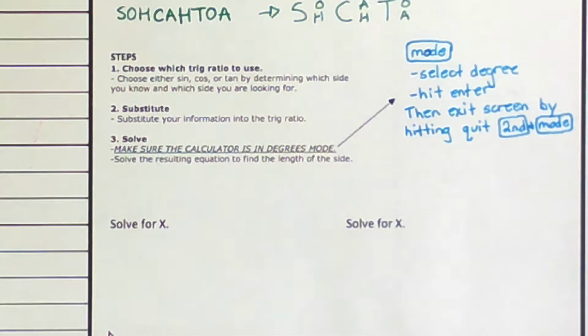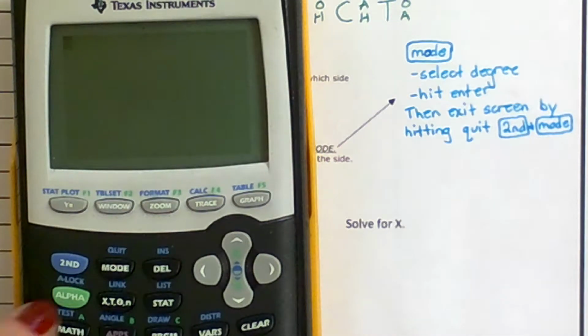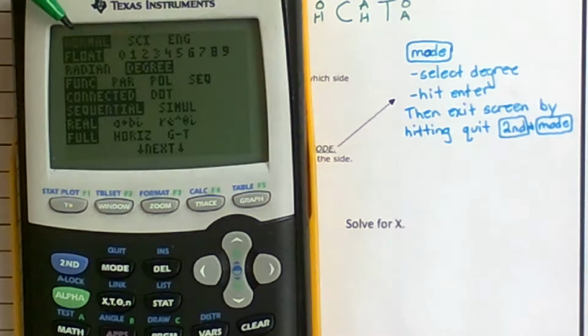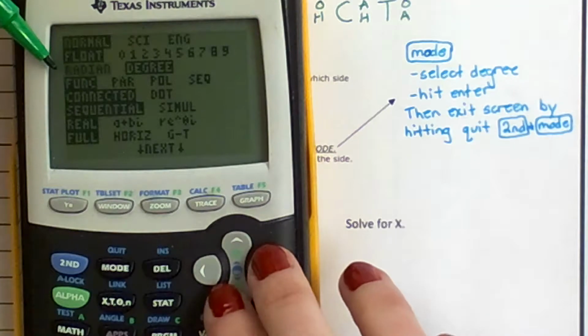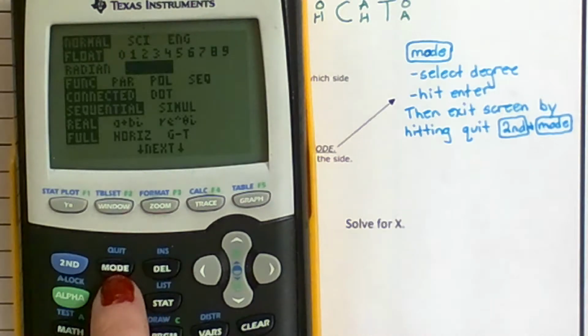It works the same exact way if you are in a graphing calculator. So in a graphing calculator, we would hit mode. And we are going to, again, we want to make sure that we are on degrees. So we would arrow over, make sure it's not on radians, we want to be on degrees. Make sure you definitely hit enter. And then I'm going to quit up here by hitting second and quit.